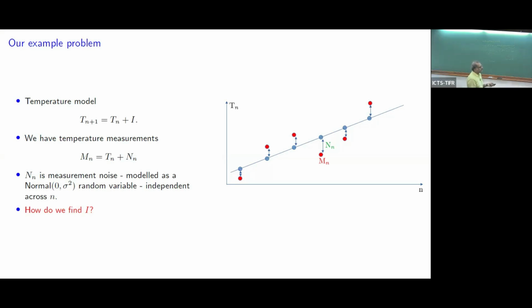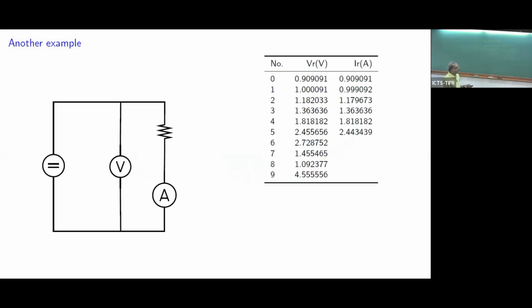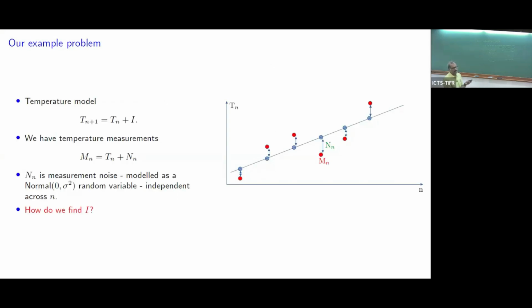Remember that when we started, we also had another question, which was how do we find I? Now we have a way to think about Nn. The other question that we wanted to think about was how to find I. We briefly discussed that before. We said that we could take the successive differences. So if you have Mn and Mn plus 1, what can you do?